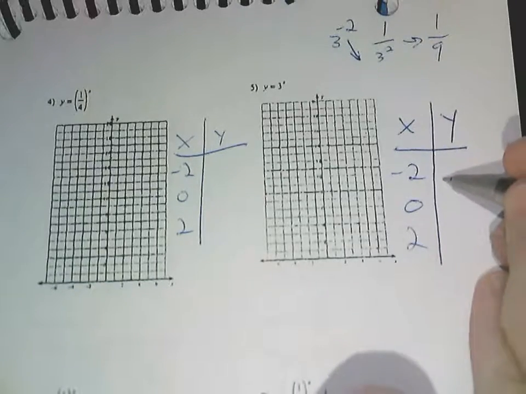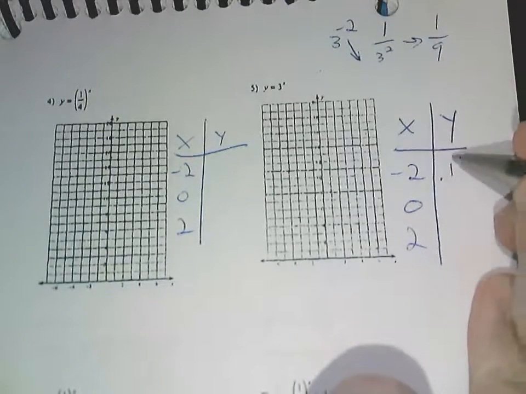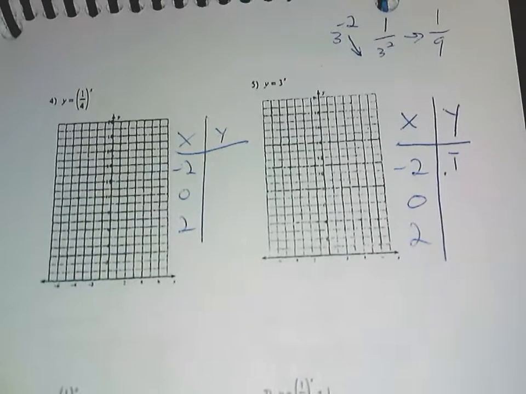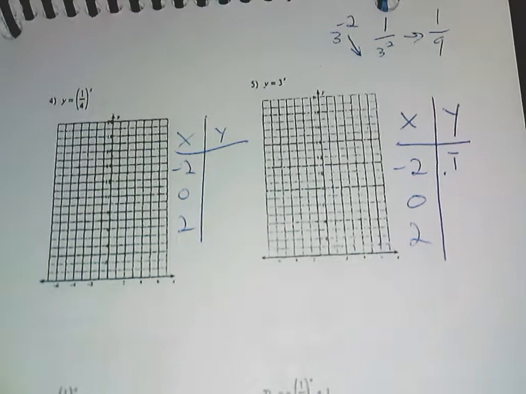Okay, so I'll just write that as a decimal because that's probably what we're going to get on our calculator. So 0.1 repeating. It's also easier to graph a decimal than try to figure out where a fraction would go. Barely. It's about the same.